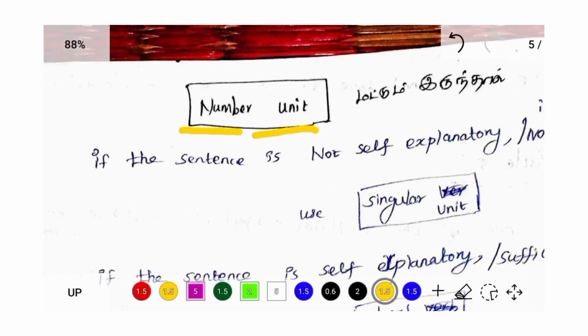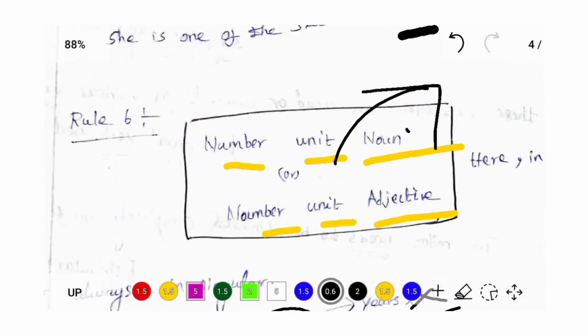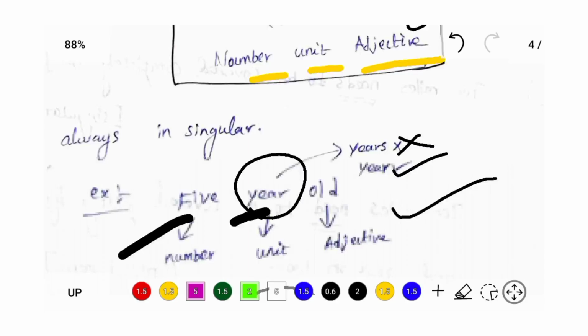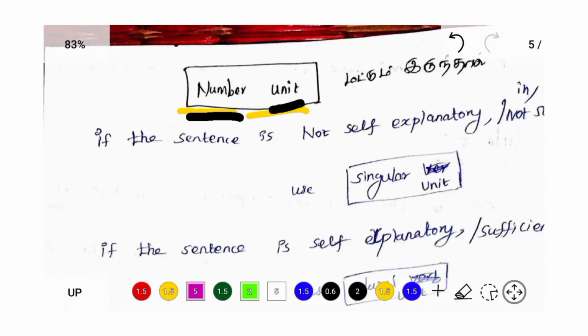Number unit. In the previous concept there is a noun or adjective present near the number unit format. But in this concept, in a sentence, only the number and unit format is present. Then to check, the sentence is self-explanatory or not self-explanatory.